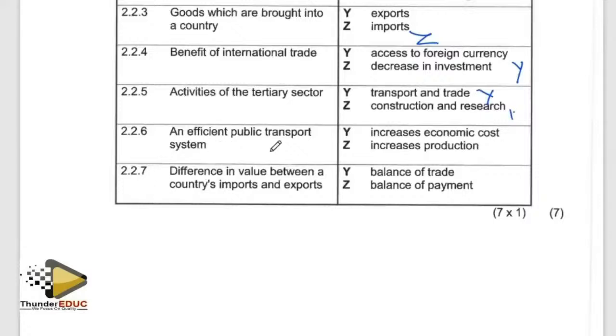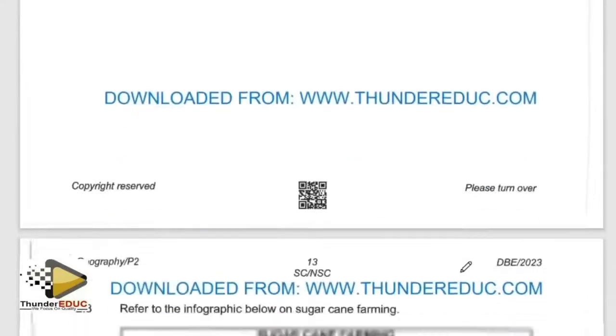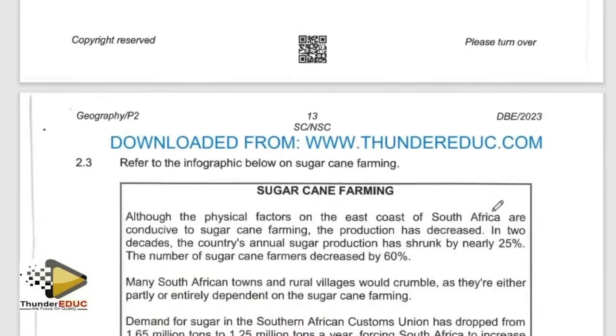2.6, an efficient public transport system. Does an efficient public transport system increase economic cost or increase production? Does it increase economic cost? No. If it is efficient, why would it increase economic cost? Obviously, it will increase production. The difference in value between the country's imports and exports is obviously the balance of trade. It is about the country's imports and exports, not what you pay for those imports, but what is coming in.